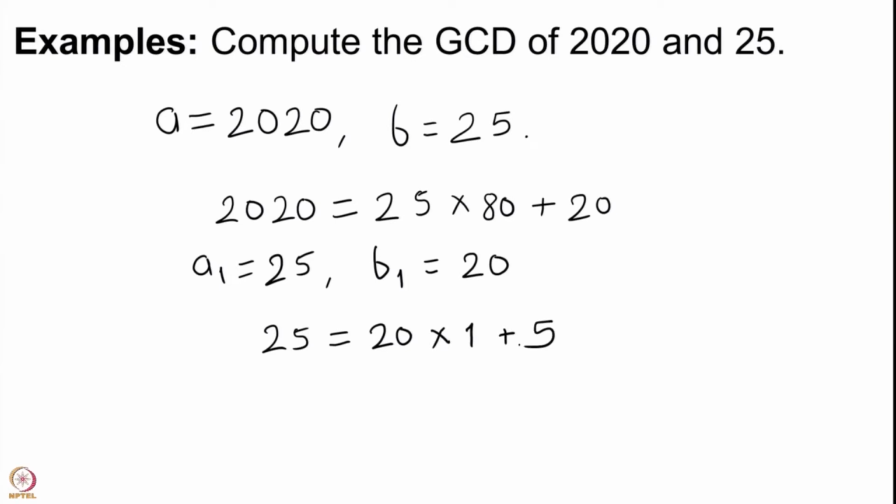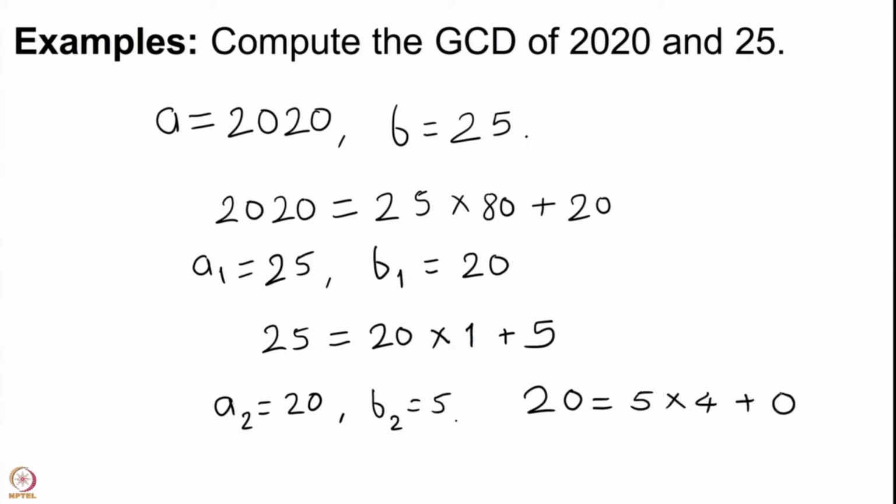Once again our new R1, remember A1 was 25, B1 is 20, Q1 is 1 and R1 is 5. R1 is still not 0. So, we let A2 to be 20, B2 to be 5, but then we get 20 equal to 5 into 4 plus 0. So, we are done. 5 is our GCD. So, the GCD of 2020 comma 25 is 5.